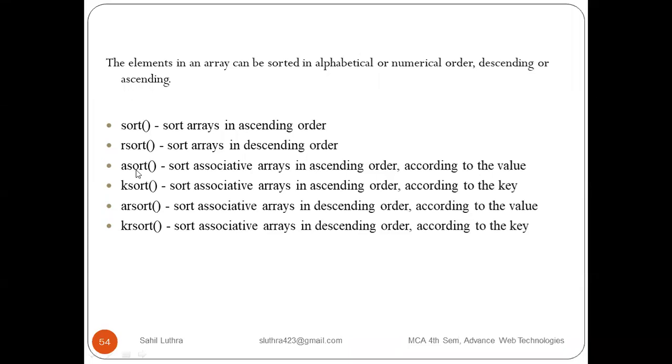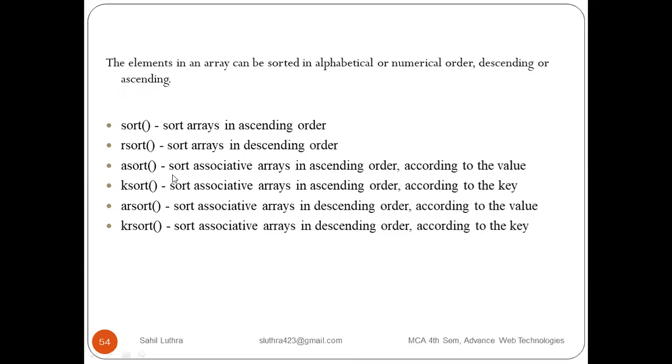After that, ksort is basically a function for associative arrays that is going to sort our array according to the key, because in an associative array we are using keys. First we are using the value, and also we are using the key. So ksort is basically used to sort our array according to the key.